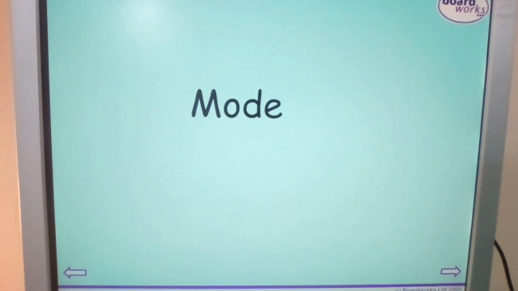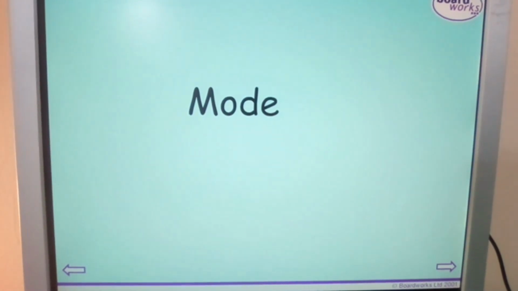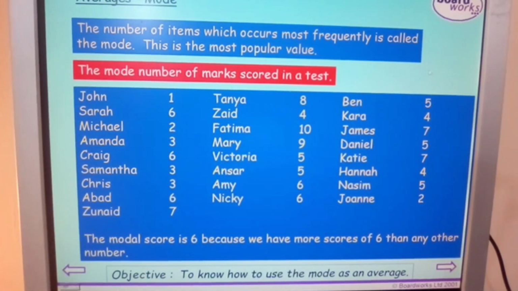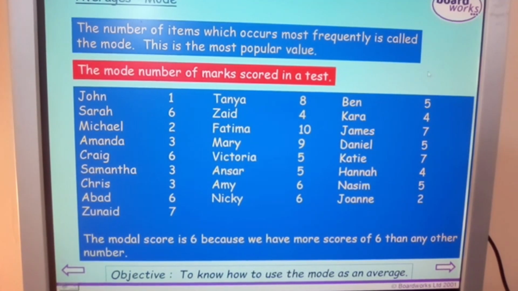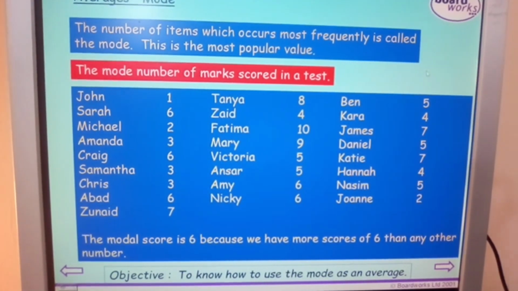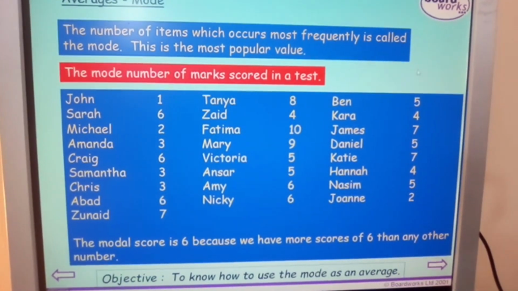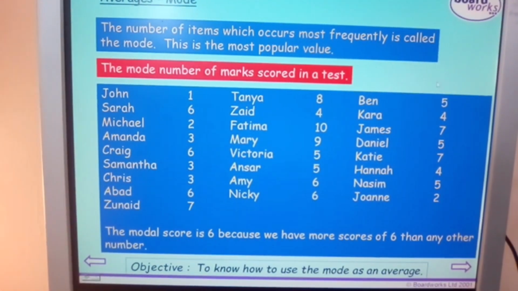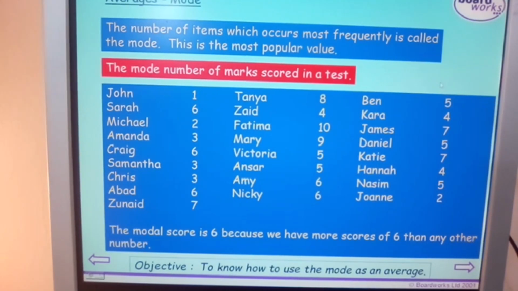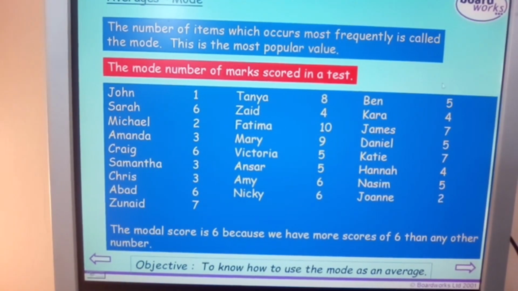Okay. Mode. Now, averages in regards to mode. The number of items which occurs most frequently is called the mode. This is the most popular value. Now, the mode number of marks scored in a test. The modal score is 6 because we have more scores of 6 than any other number.